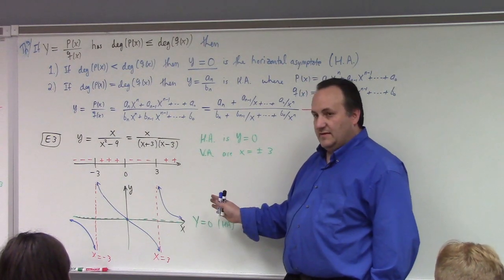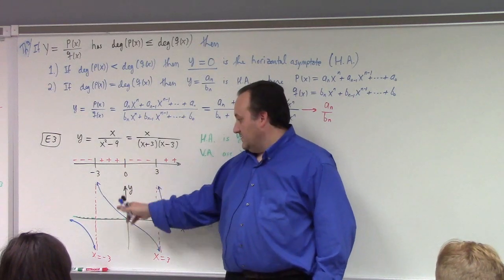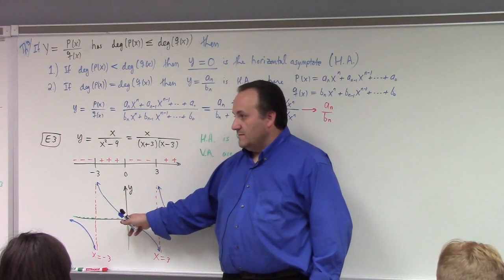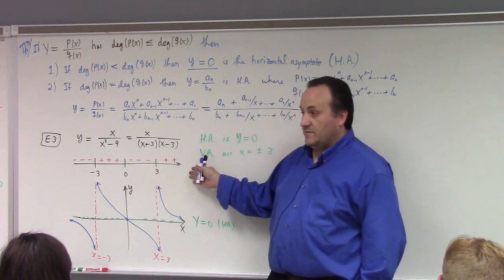The other thing I have to take stock of is I have to go through x-intercepts if I've got any. I do. There's one here. And last but not least, this all has to be consistent with my sign chart for the function.